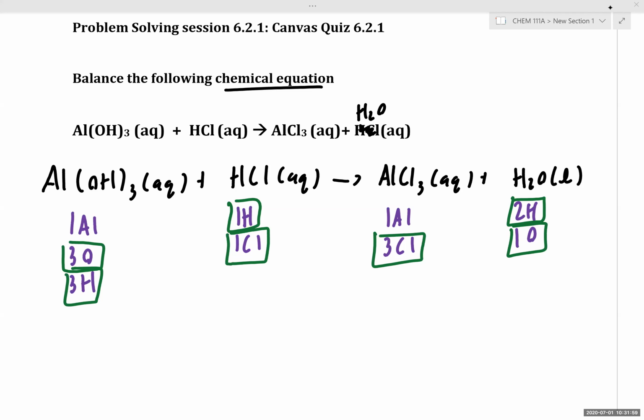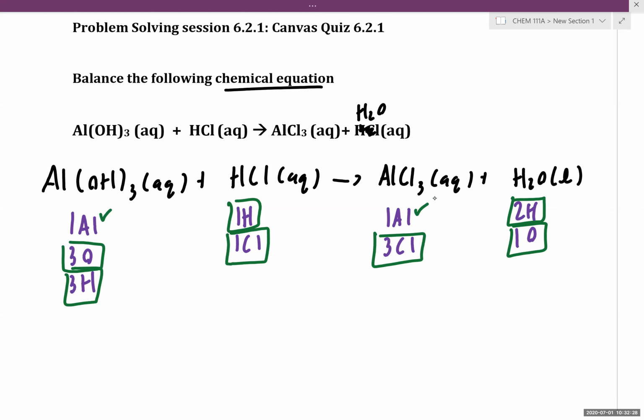Aluminum, sure, but aluminum is a pretty straightforward one. It's already balanced. We have the same number of atoms on each side, but it's always good to check. So yep, we completed aluminum. Now what element do we want to balance? What's the next one on our priority list? What element shows up in the least number of compounds?